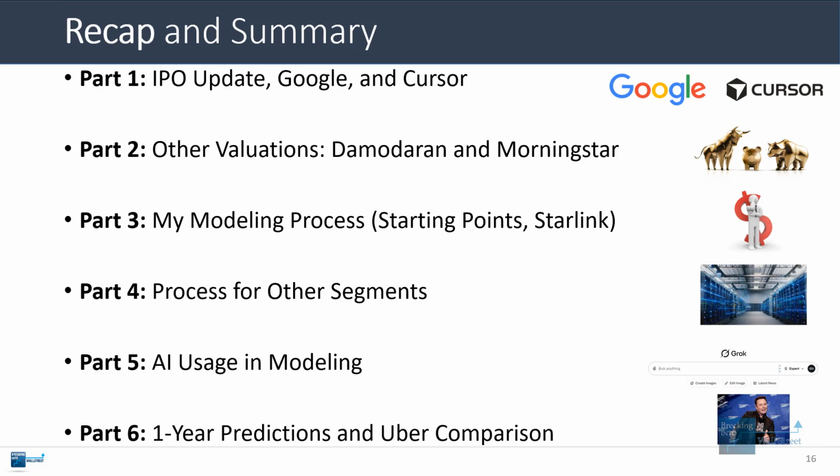And then finally, for the one-year predictions and the Uber comparison, I don't really know if it's going to go the way of Uber. I think that it's more likely to just sort of fluctuate in a very wide range. I'm still very skeptical on the fundamental value of this company, but with Elon Musk in charge, all bets are off. Companies don't follow any type of rational thought process or reasoning, so who knows?